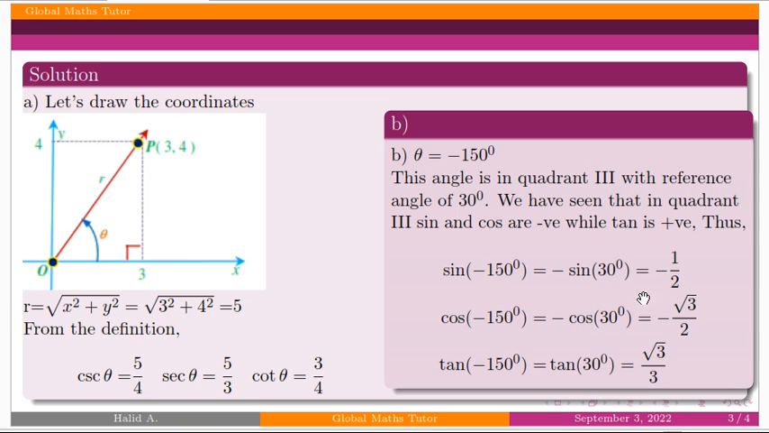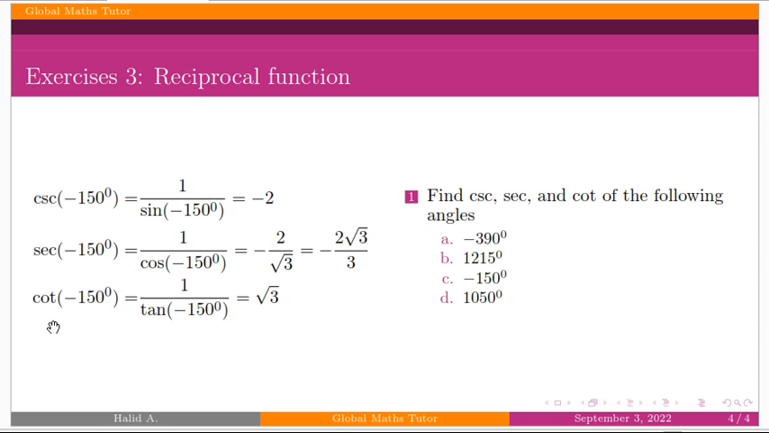Then after determining these values, we can easily find the reciprocals by taking the reciprocals of these values. So cosec will be the reciprocal of sine, sec will be the reciprocal of cos, and cot will be the reciprocal of the tan value. So you can easily find the reciprocal function values using this method.